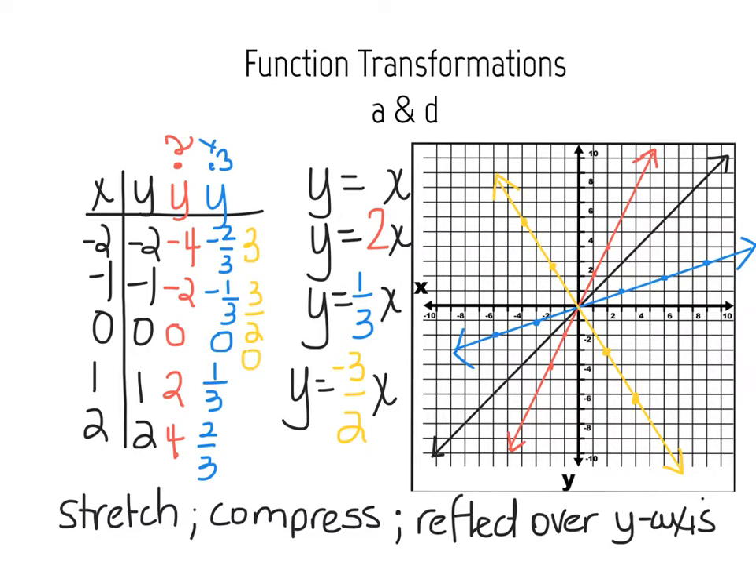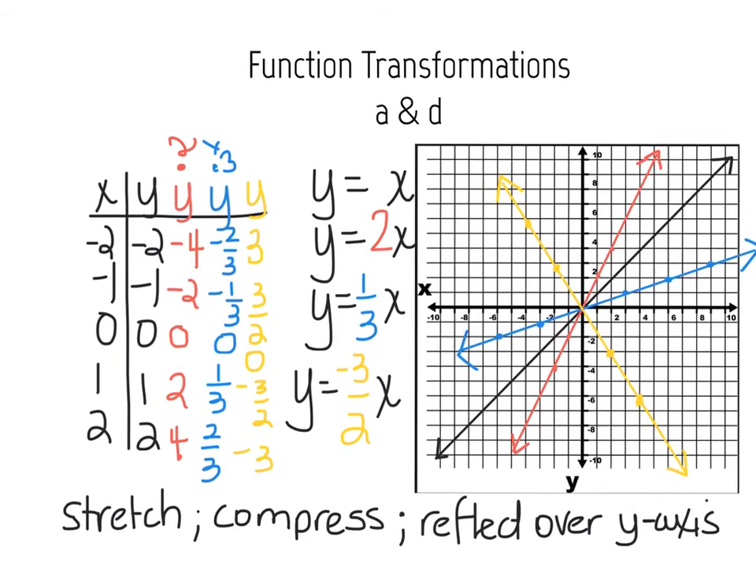If I plug in 1 into this right here, I'm going to get a negative 3/2. So if I go to positive 1, I should get a negative 1.5. And that's what I get there. And lastly, if I plug in 2, I should get negative 3. Again, notice all I did here was multiply by negative 3/2. What am I multiplying? I'm multiplying the current output by negative 3/2 and getting my result. Okay?